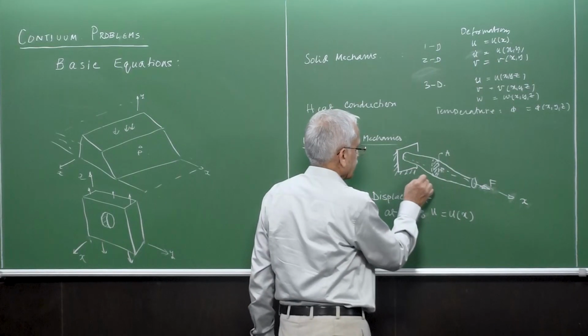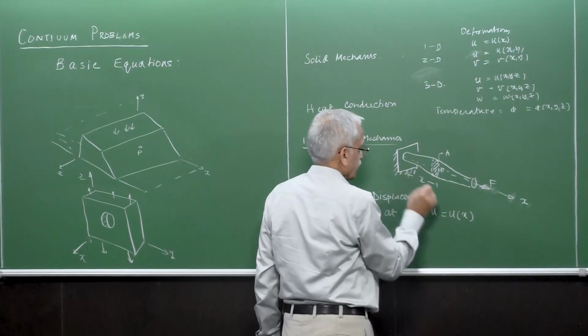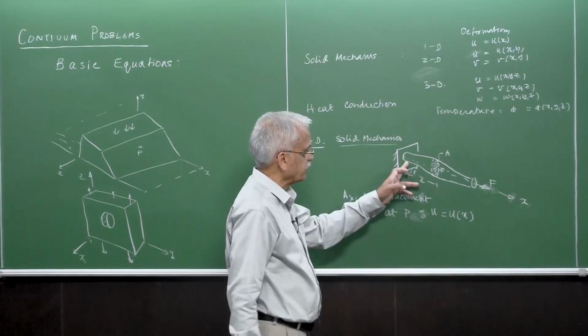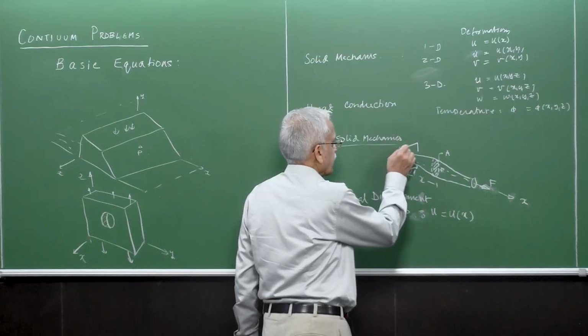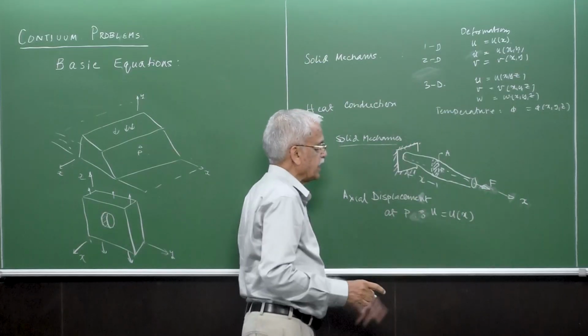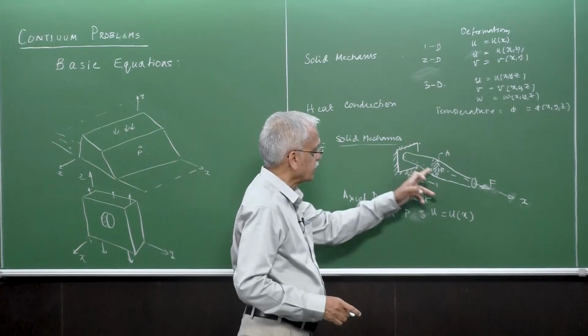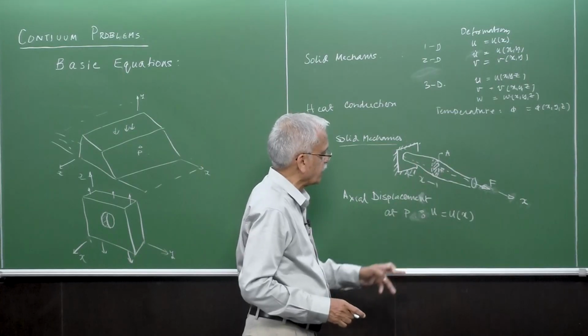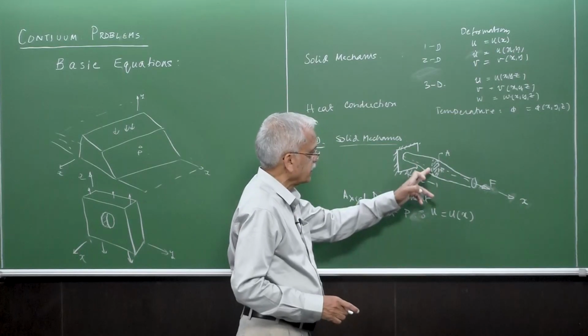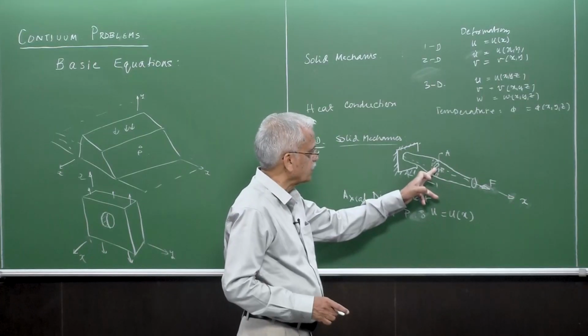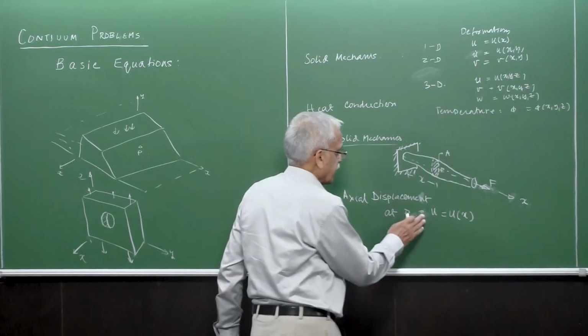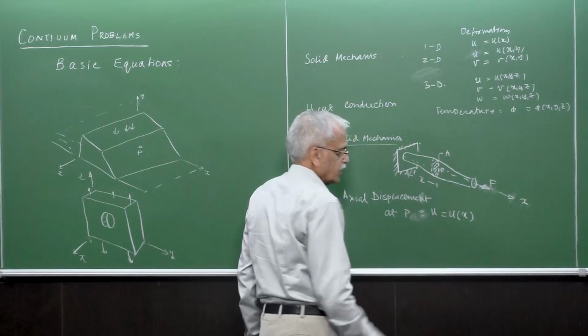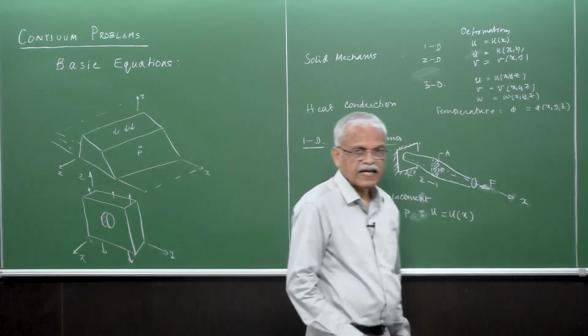So that means that if you measure x here from this fixed point, and this x is the distance to any typical point, then the displacement of this point P is given by u, which is a function of x, right?